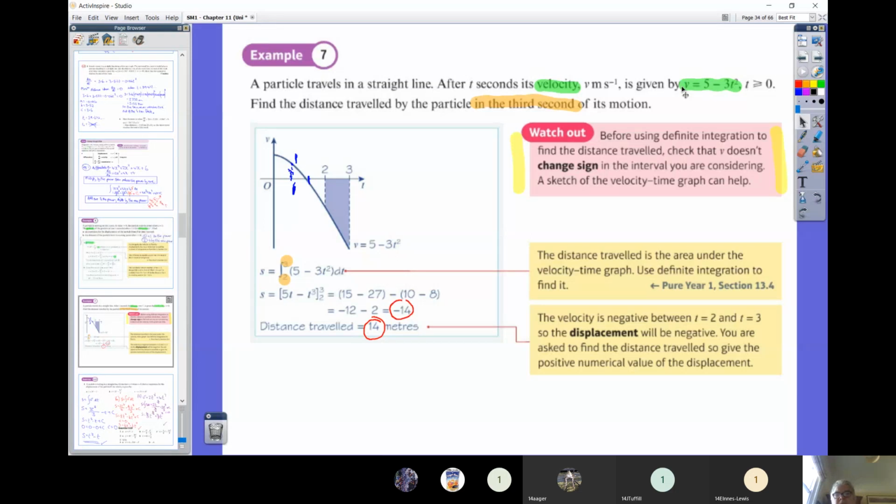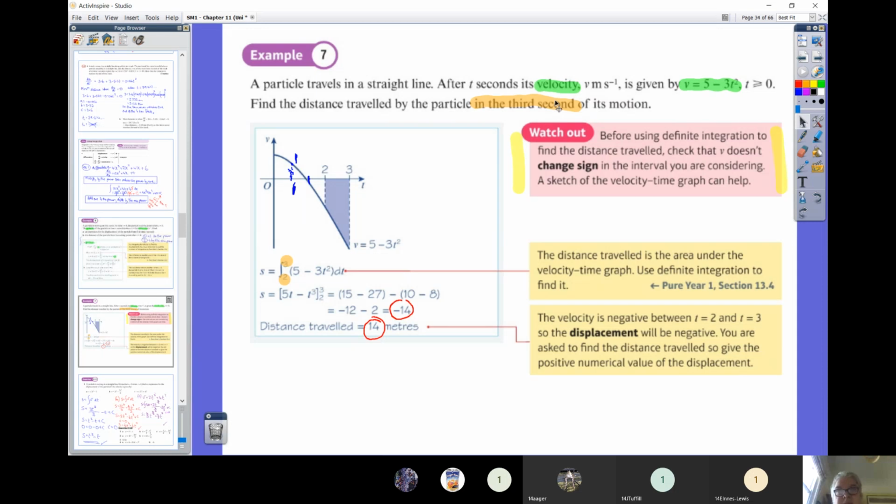Thank you. So example 7, so we're given the velocity equation. We've been asked to work out the distance travelled, so we're going to want the displacement equation. So we're going to choose to integrate this. So when we integrate this, 5 becomes 5t, and minus 3t squared becomes minus t cubed. Adding 1 to the power 3, dividing by the 3, 3 is cancelling out. Now, it's asking for the distance travelled in the third second.